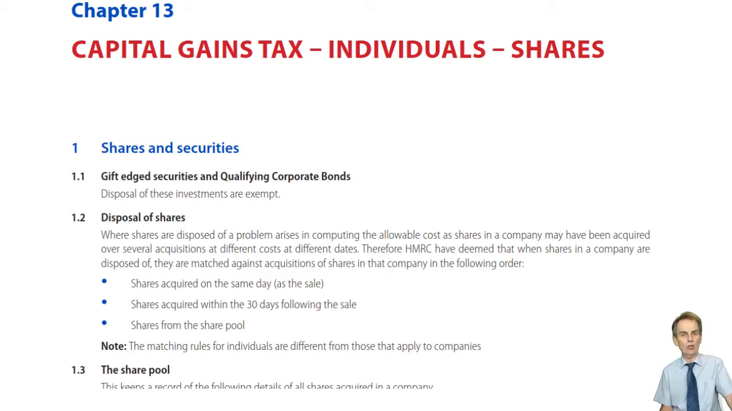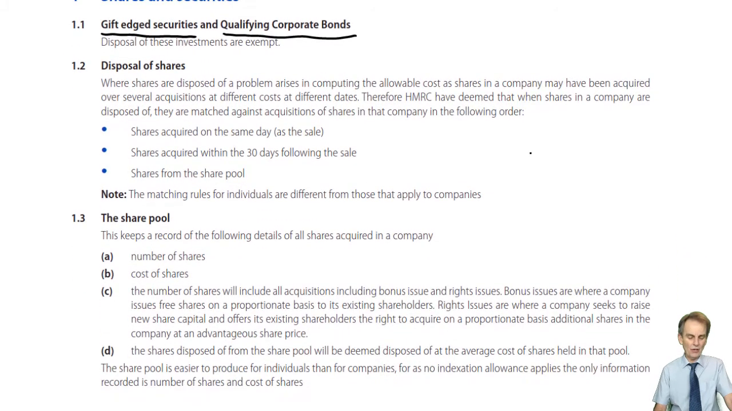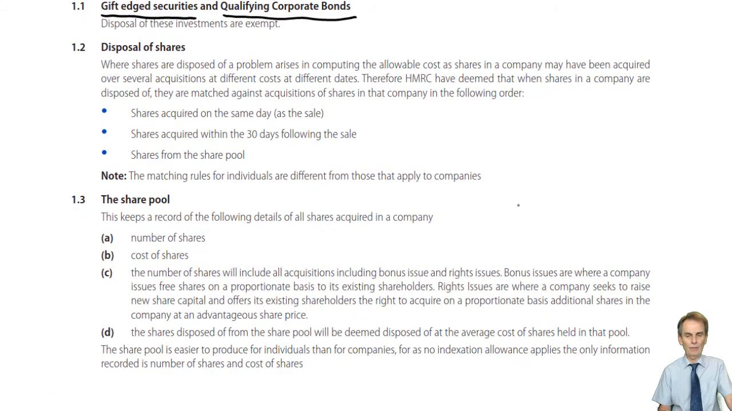When we looked at a definition of a chargeable asset, we delighted in the fact that it was defined as all assets are chargeable unless they're specifically exempt. And of course, on that list of exempt assets, we saw these: gilt-edged securities, i.e. government securities, and qualifying corporate bonds, basic corporate loan stock. Any such disposals of those are exempt. Again, it's the sort of thing that is easy for the examiner to introduce in an objective test question, to determine which of these are taxable or not taxable, with a list of the various items. Those are exempt. But what this chapter is really all about is the disposal of shares.